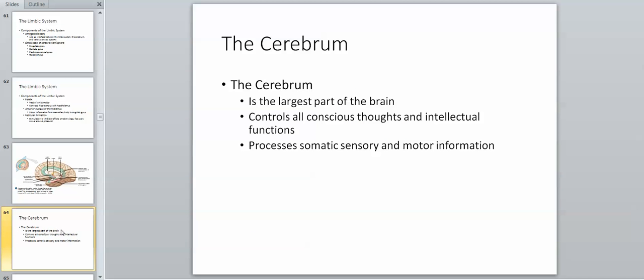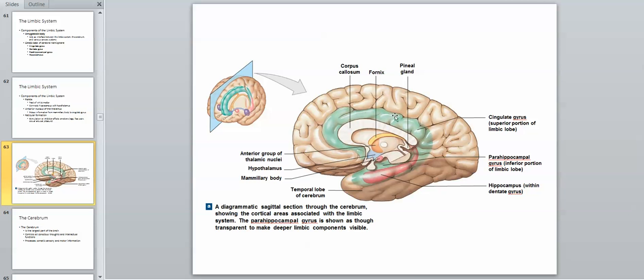So then you can look at the rest of the cerebrum, and this is basically controlling all the conscious thoughts and intellectual functions. So you've got somatic, sensory, and motor information that's being processed here and issued from here. So as we see, part of the limbic system is in the cerebrum, and the other part of the limbic system is in some of these other structures like the thalamus. So it's really sort of straddling the two.